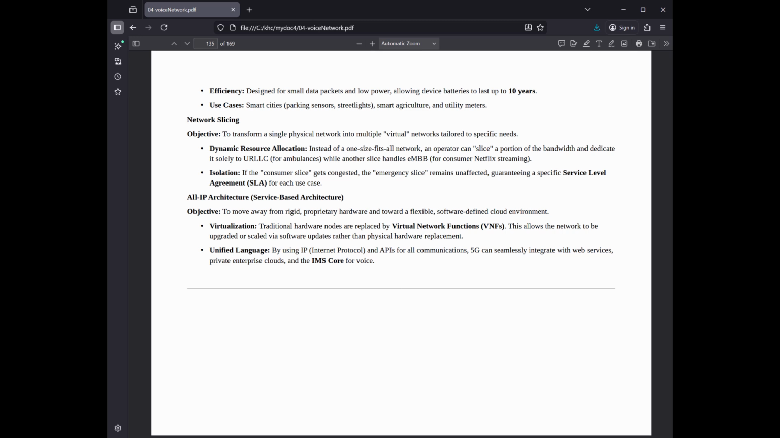All IP architecture, service-based architecture. Objective: to move away from rigid, proprietary hardware and toward a flexible, software-defined cloud environment. Virtualization: traditional hardware nodes are replaced by virtual network functions, VNFs. This allows the network to be upgraded or scaled via software updates rather than physical hardware replacement. Unified language: by using IP, Internet Protocol, and APIs for all communications, 5G can seamlessly integrate with web services, private enterprise clouds, and the IMS core for voice.